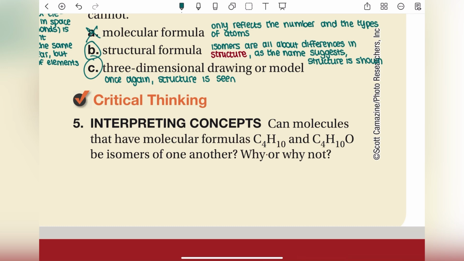Lastly, the fifth question asks, can molecules that have molecular formulas C4H10 and C4H10O be isomers of one another? Why or why not? So think about it for a second. You can stop the video, come up with an answer, and then unpause it. So the answer is no, because isomers must have the same molecular formula, and C4H10 and C4H10O obviously don't.